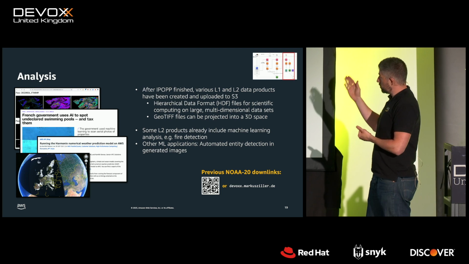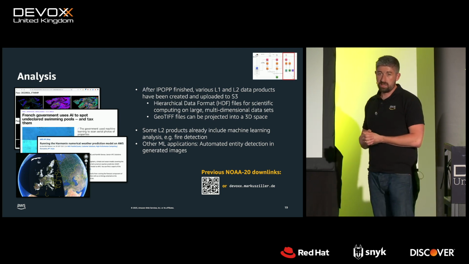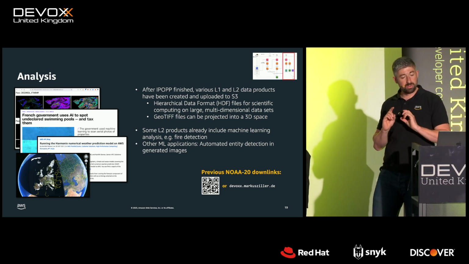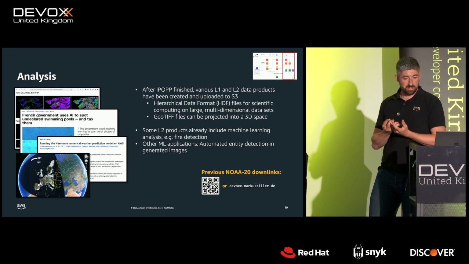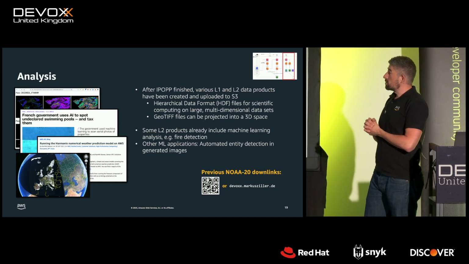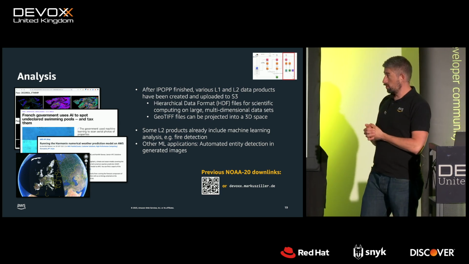What you can also do is take the TIFF files that have latitude and longitude information embedded and put that into a 3D space, for instance, Google Earth. You can also have some interesting machine learning use cases.